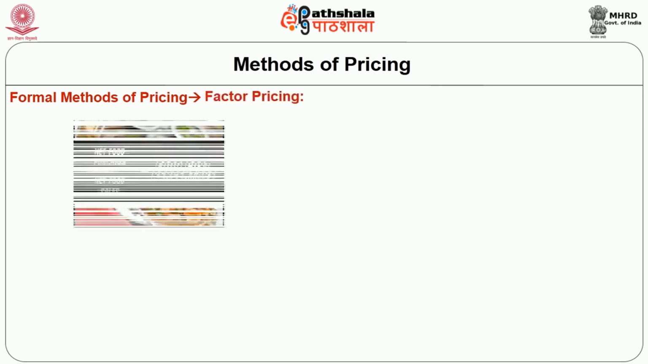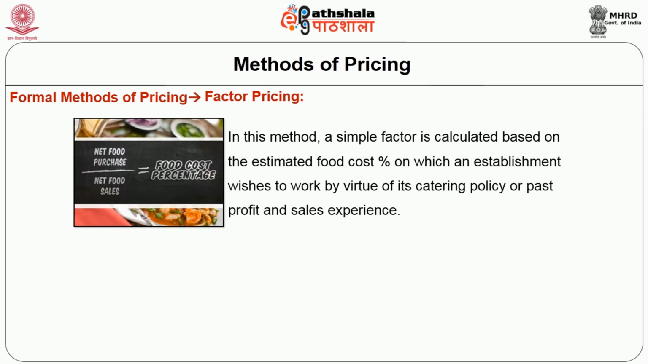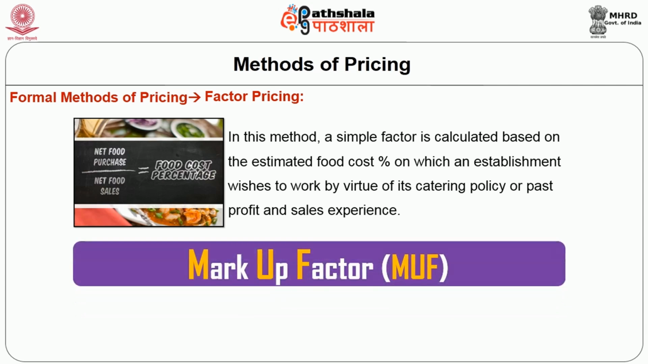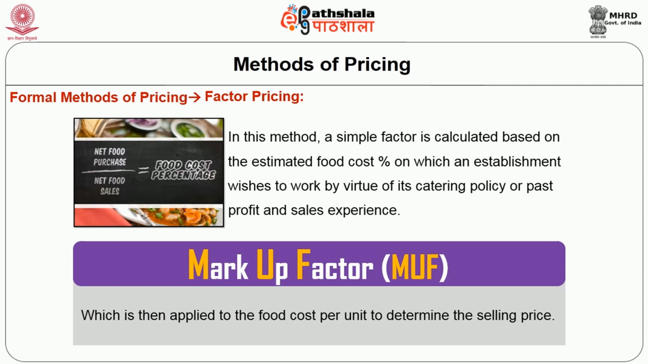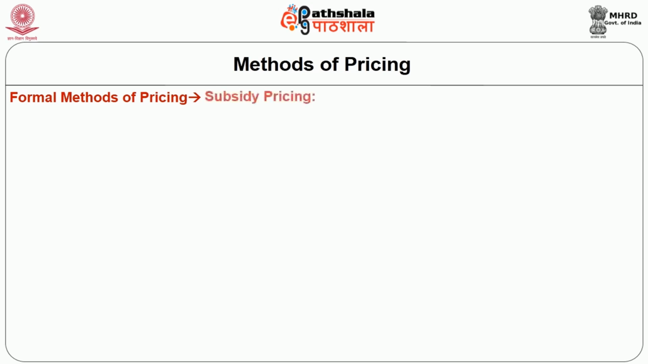Factor pricing. In this method, a simple factor is calculated based on the estimated food cost percentage on which an establishment wishes to work by virtue of its catering policy or past profit and sales experience. This factor is also called the markup factor, which is then applied to the food cost per unit to determine the selling price.